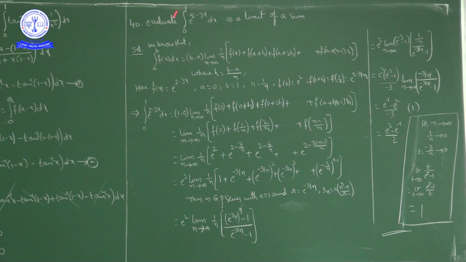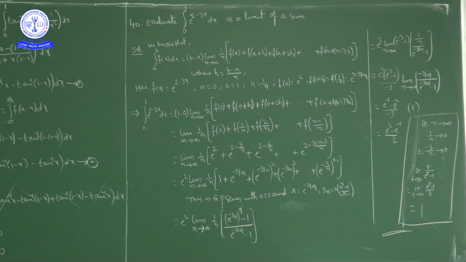Now here in the given question, what is f of x? e power (2 minus 3x). What is the lower limit? The lower limit is 0, a equal to 0. What is the upper limit? b is equal to 1. What is h? h is equal to (b minus a) upon n, nothing but h is equal to 1 by n. Now what is f of 0? f of 0 is nothing but e power 2. f of (0 plus h) is nothing but f of h. f of h is nothing but f of 1 by n, nothing but e power (2 minus 3 by n).